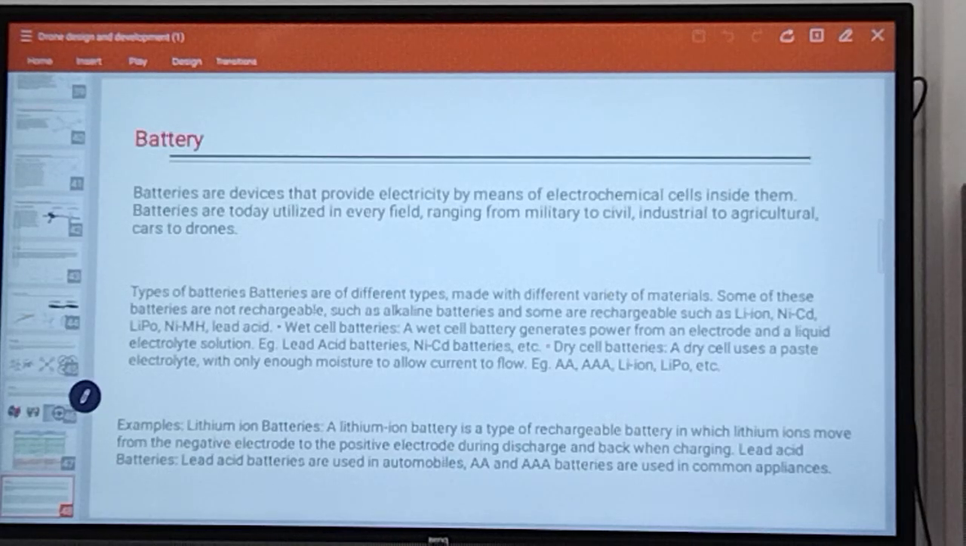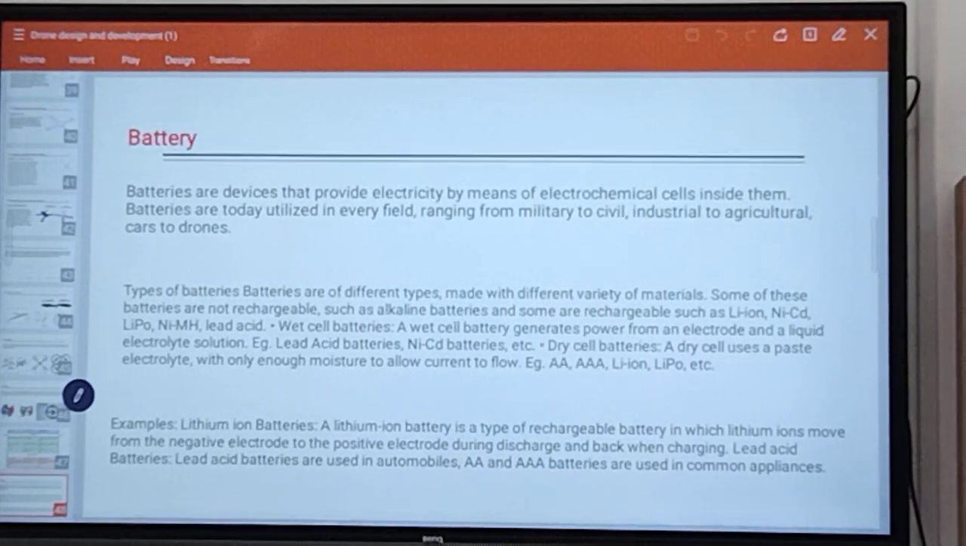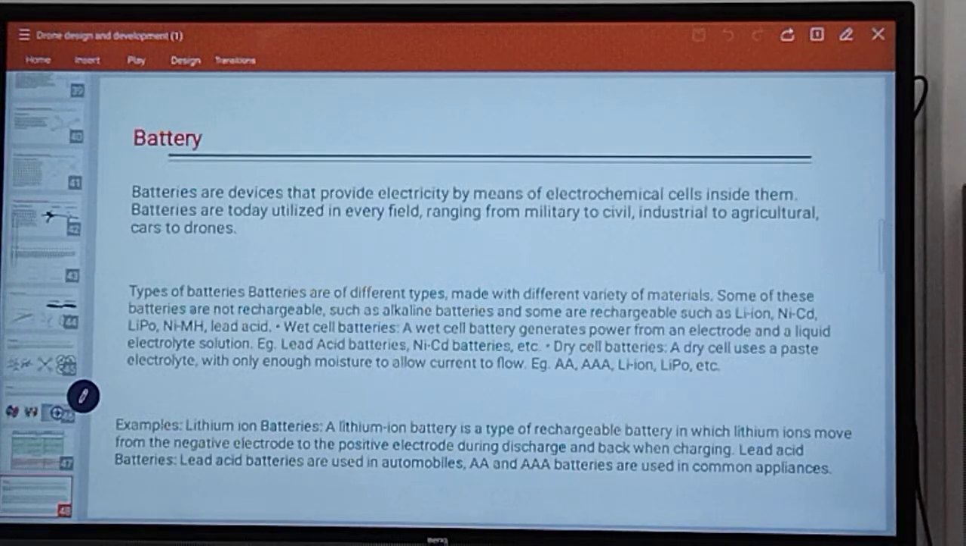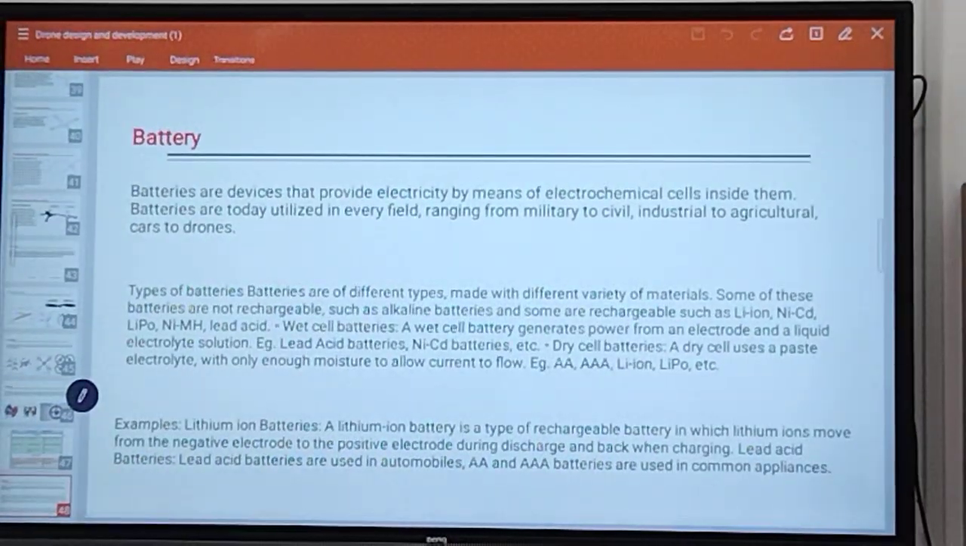NiMH, lead acid. Wet cell batteries. The wet cell battery generates power from an electrode and a liquid electrolytic solution. For example, lead acid batteries, nickel-cadmium batteries, etc. The dry cell batteries: the dry cell uses a paste electrolyte with only enough moisture to allow current flow. For example, AA, lithium-ion, nickel battery, etc.